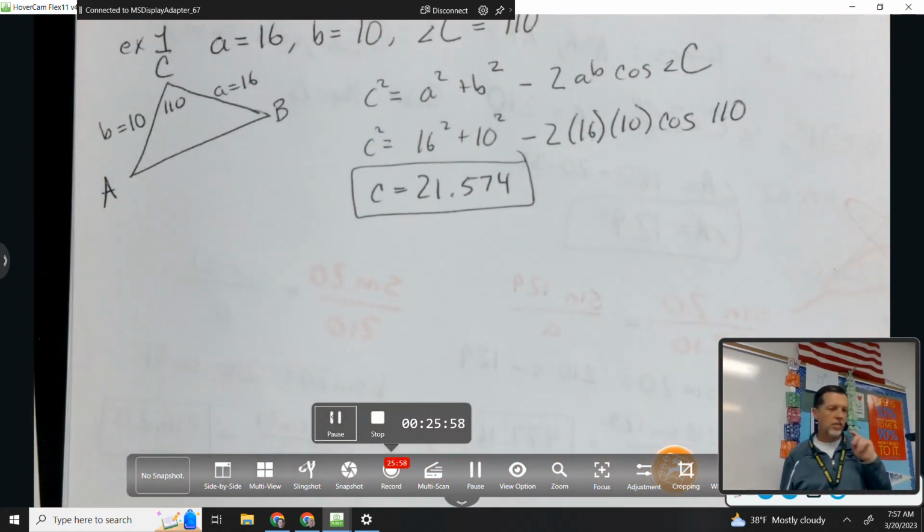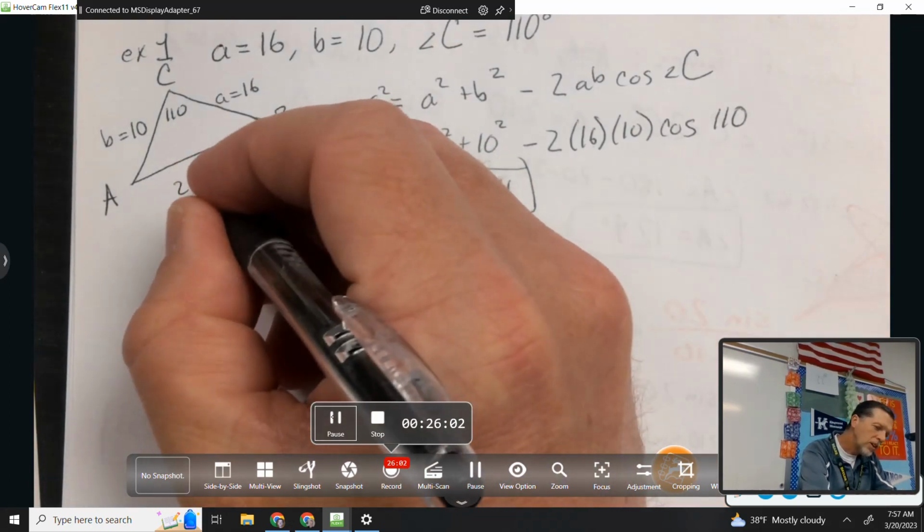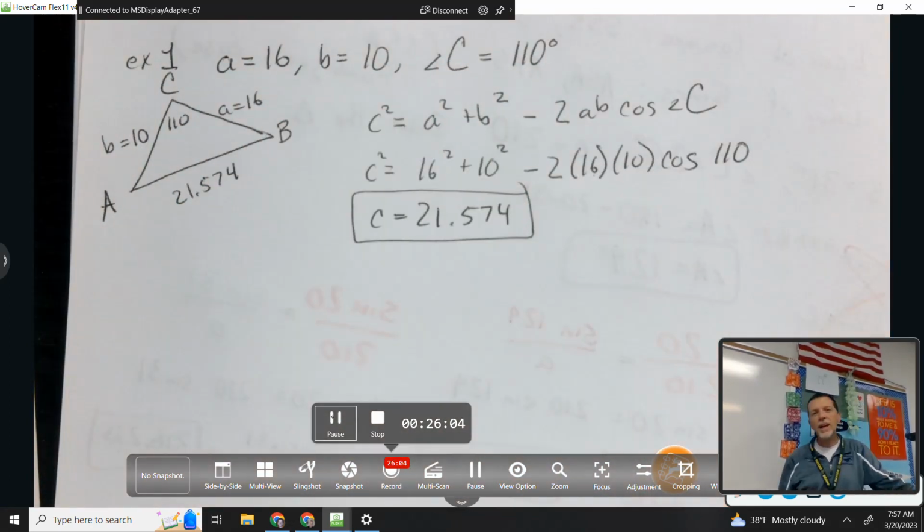21.574. Don't have to label it on the picture. Some people like to label the picture because it helps them keep track of what they know and what they don't know, but not necessary. All right, we still need to find angle A and angle B.